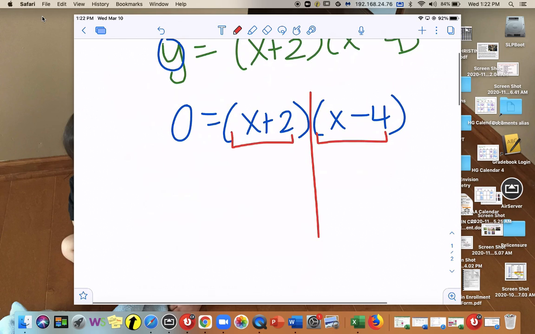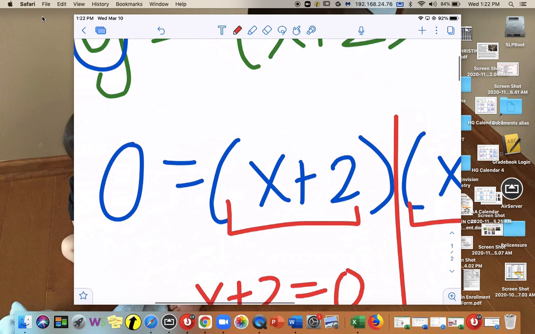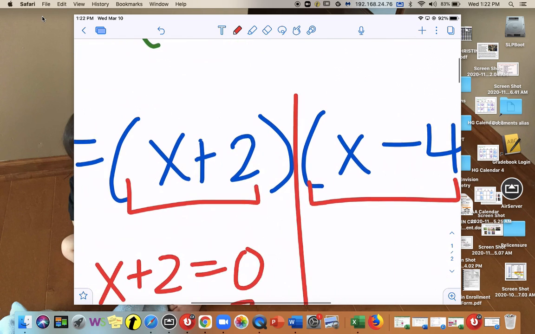So what I can do is I can break it into two problems. The first is x plus 2. What makes that 0? If I subtract 2 from each side, we would say, well, if we plugged in a negative 2, negative 2 plus 2 is 0, and 0 times whatever this number is 0. And I can do that over here too.